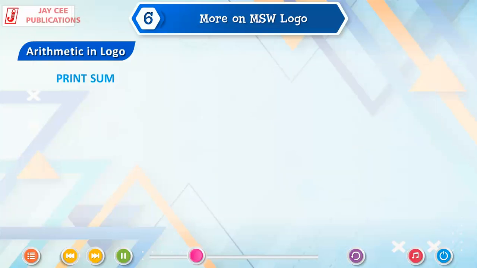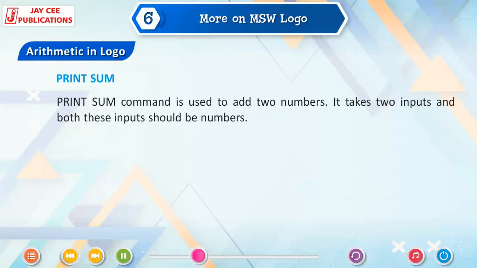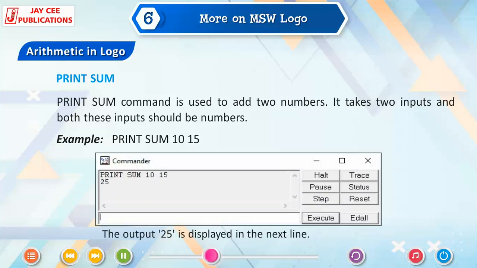Print sum. The print sum command is used to add two numbers. It takes two inputs and both these inputs should be numbers. Example: print sum 10 15. The output 25 is displayed in the next line.